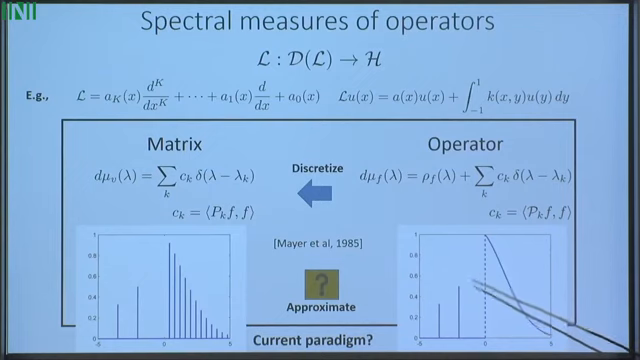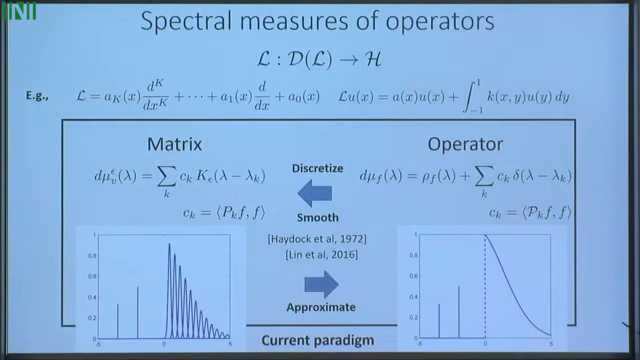So if you want to know a little bit more about this discretize and solve procedure for spectral measures of Hamiltonians in quantum mechanics, you can look at the thesis of Mayer and some of his early papers from the 80s. You can see pictures like this using discrete measures to approximate continuous measures.